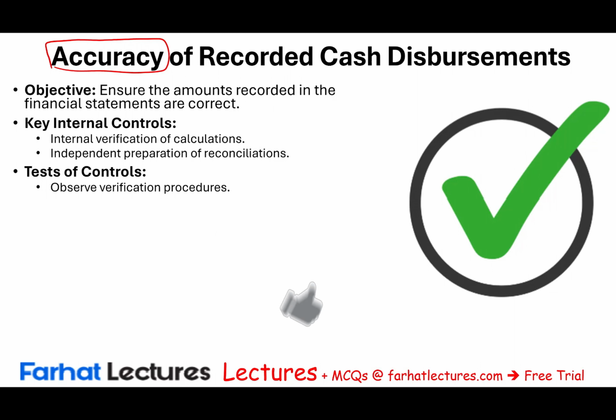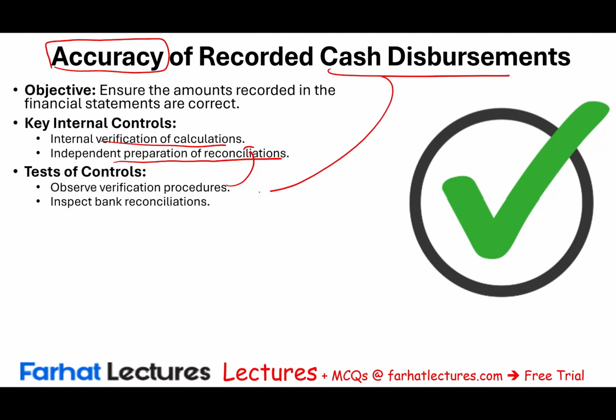Test of control, we can observe verification procedures. If this is what they are doing, if they have independent preparation of reconciliation, if there's internal verification of calculation, to test their control, we are going to observe to see if they are doing this. We are going to also inspect bank reconciliation. If they're saying they're preparing the bank reconciliation, because part of the bank reconciliation is the cash disbursement. Now again, bank reconciliation is also part of auditing the cash balance. Again, all these transactions and balances, they are interrelated. But test of control could include that.